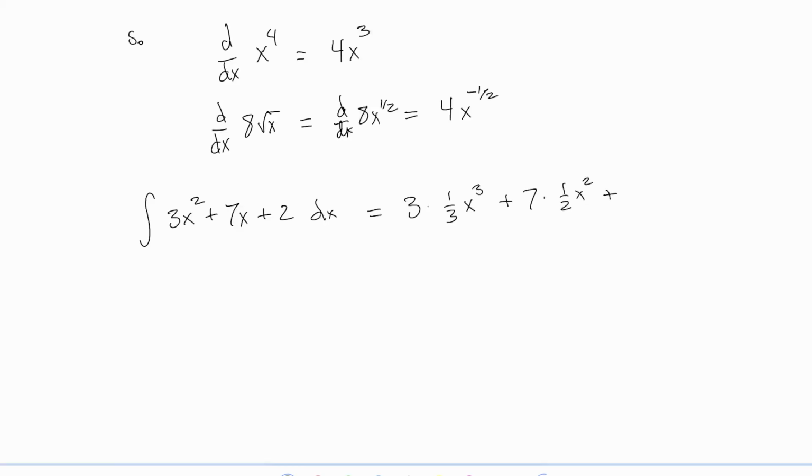And then the 2, anyone remember what happens to the 2 when I do the integral? It becomes 2x. You can just memorize: if I have a constant here, it always becomes that same constant times x. Or if you want to be fancy about it, you can think of this as 2 times x to the power 0. I increase the 0 to a 1, and I get 2 times x to the power 1. All right, and I put the plus c.